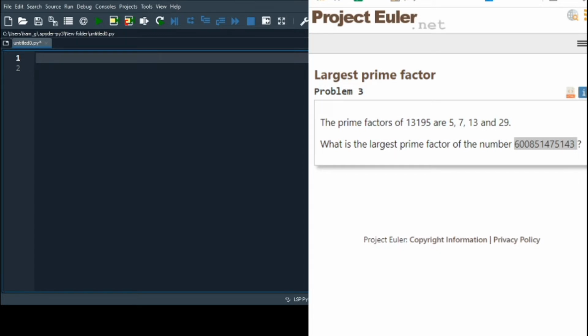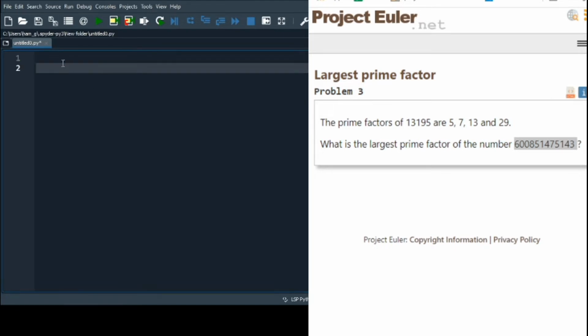This is Project Euler problem number 3. The prime factors of 13195 are 5, 7, 13 and 29. What is the largest prime factor of the number 600,851,475,143?